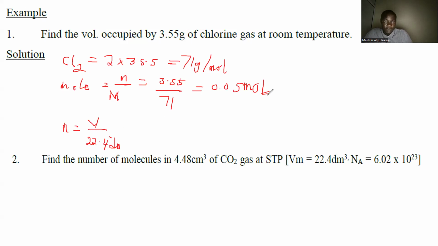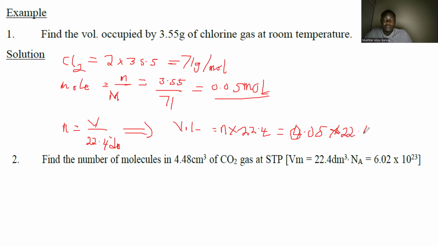22.4 dm³. So it's simple. We have our mole here at 0.05. So you can just simply make V the subject of the formula. So V, which is volume, is now equal to n, which is mole, times 22.4. Therefore, we now have 0.05 times 22.4. So at the end we have 1.12 dm³. This is our volume. This is how to calculate the volume.